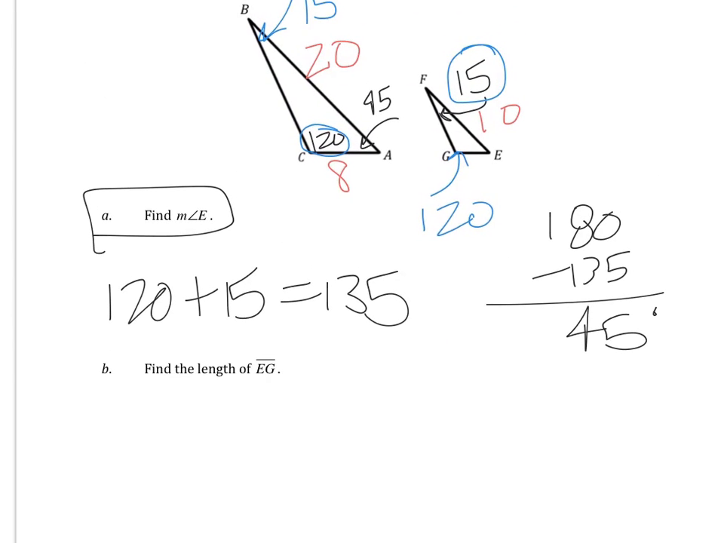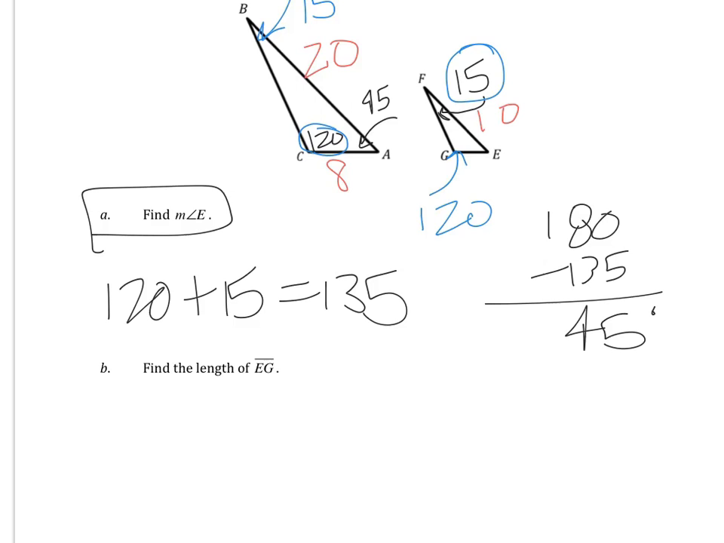Then it says find the length of EG. So I'll do that in red. You have to remember we're going to call this X in this case. And we happen to know that the corresponding sides are in proportion. So if I was to look at this 8, it lines up with the X. And if I looked at this 20, it lines up with the 10. So in order to do that, I'm going to do 20 over 10 equals 8 over X.